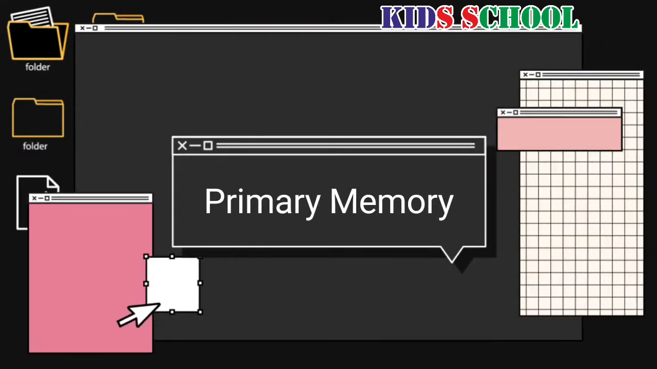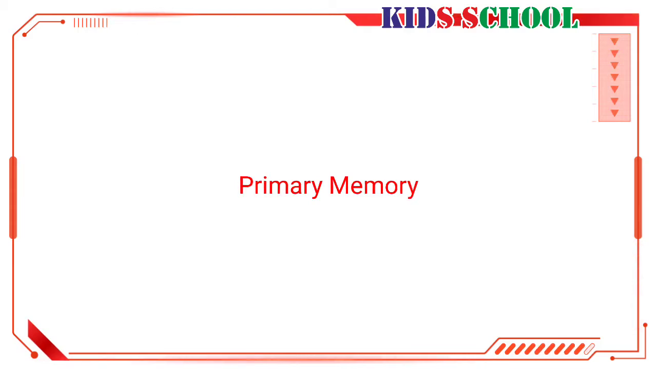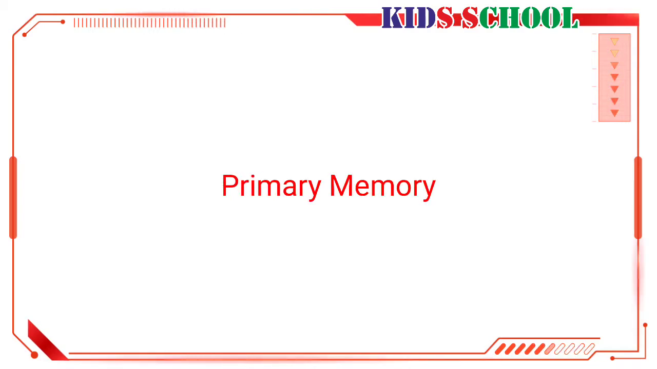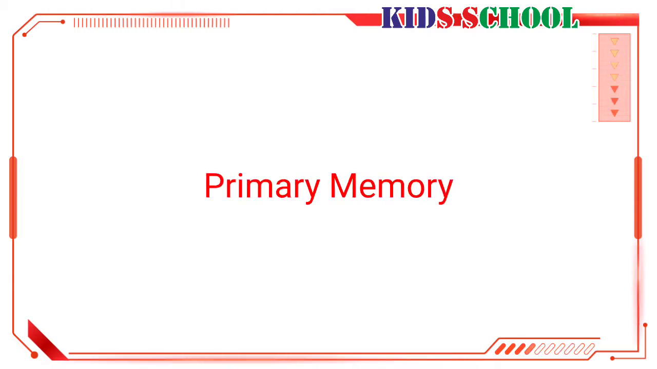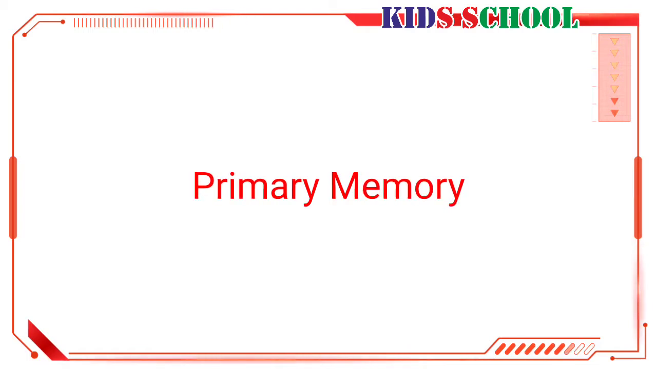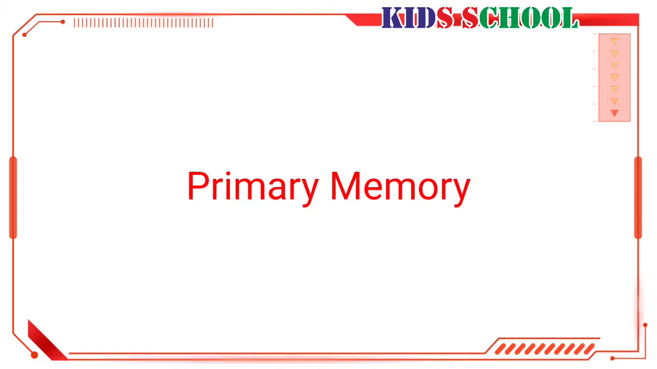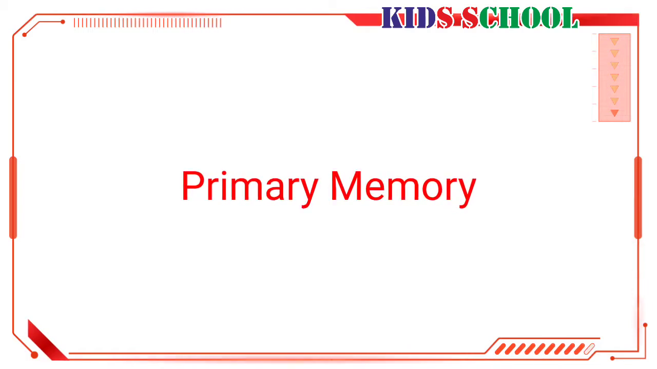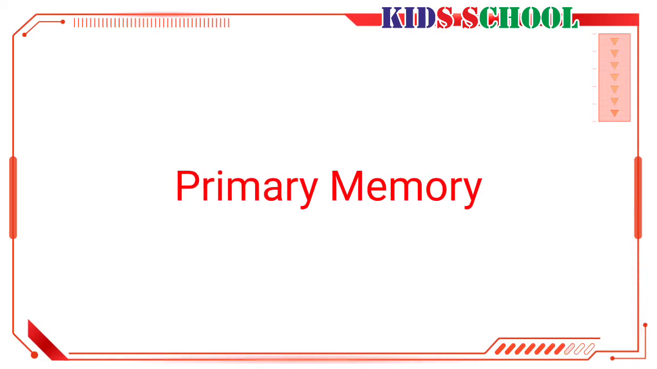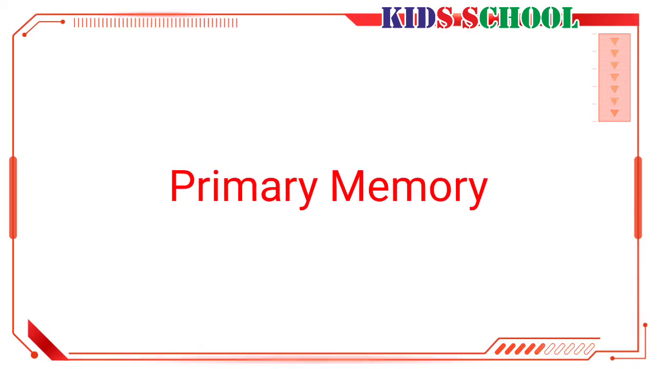Primary memory. Dear students, primary memory is also known as the main memory. The primary memory of a computer consists of a large number of cells. Each cell holds a piece of information. Each cell is identified by a number which is known as the address of that cell. A cell address is used to refer to a particular cell. The cell address is different from the contents of that cell.